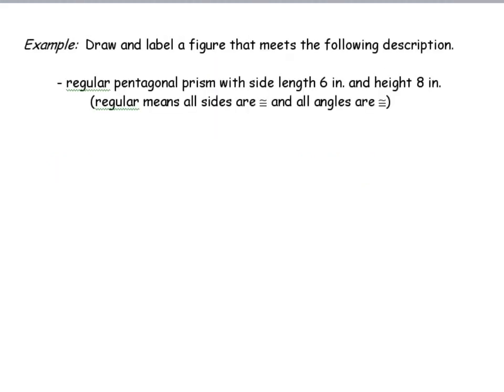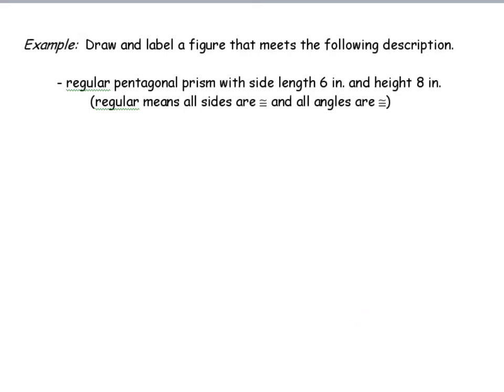All right, this last piece is just kind of fun. All I want you to do is draw and label a figure that meets the following description. A regular pentagonal prism with side lengths of 6 and a height of 8. Regular, remember, means that all sides and all angles are congruent. So I want you to just practice drawing three-dimensional figures.